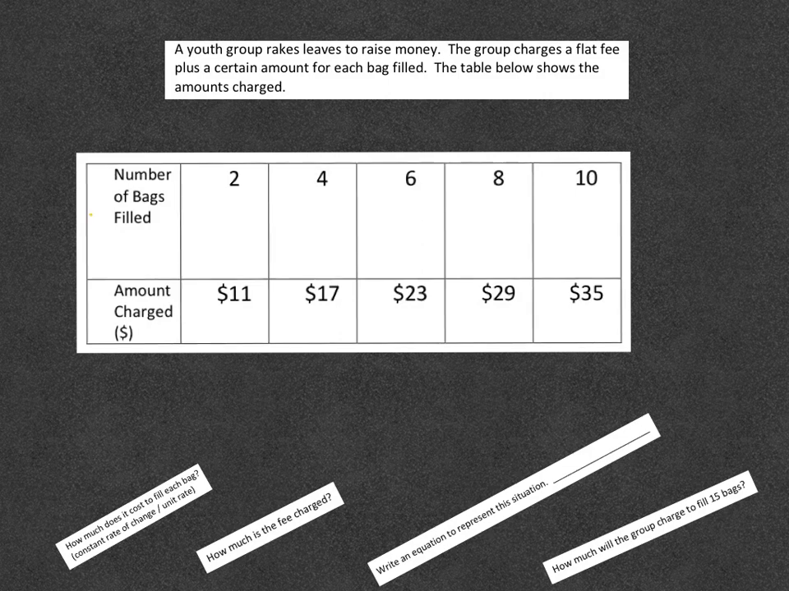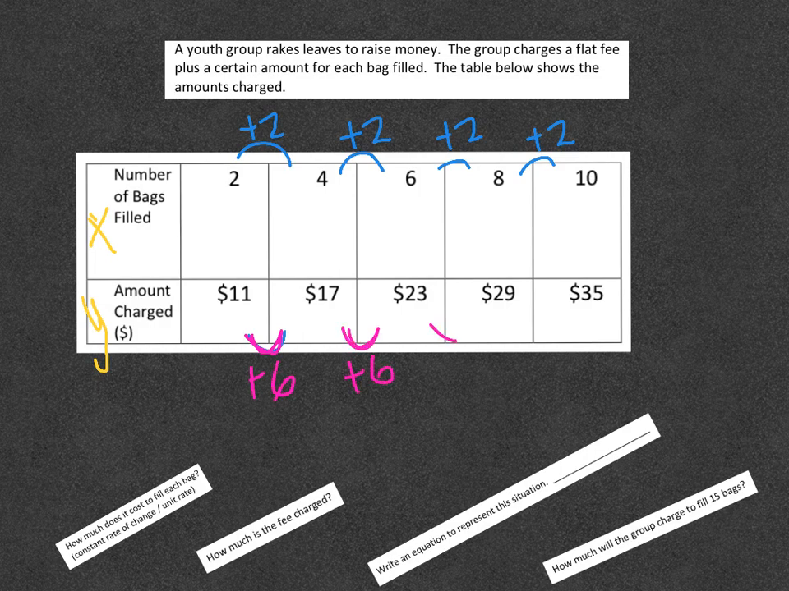I'm going to label this as X and this is Y, just so we get in the habit. Going across the top, this is adding 2, this is adding 2. Just going to make sure that it stays consistent and constant all the way through. Going through the bottom, 11 to 17, that's going to increase 6. 17 to 23 is 6. 23 to 29 is 6. 29 to 35 is 6.